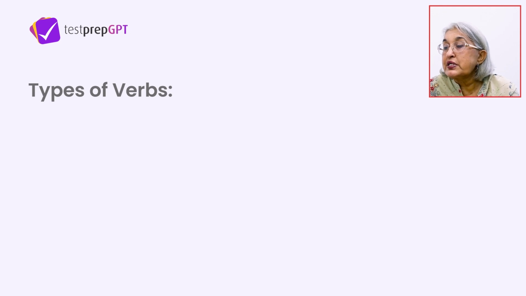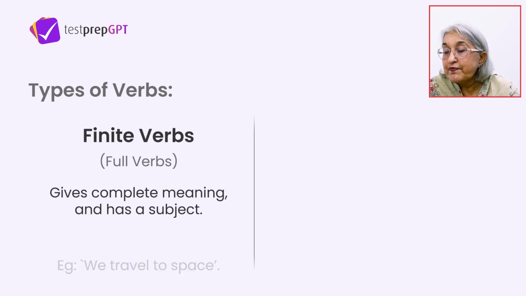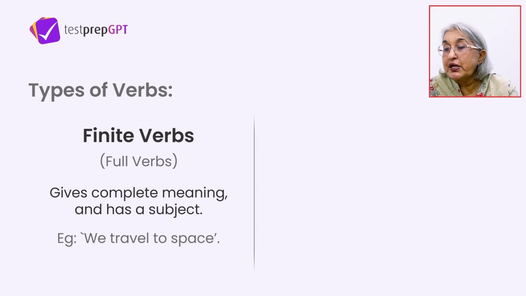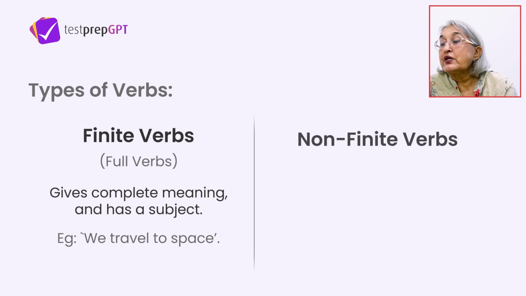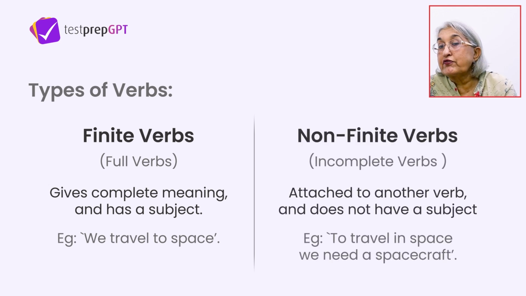One type of verb is finite, which is a full verb. You can make a sentence with a finite verb in it. The other kind of verb is the incomplete verb, or non-finite, as it's called. So I've given the example here. Please see the example. We travel to space. Here the verb has a subject, we, and we say we travel. So this is the action in the verb.